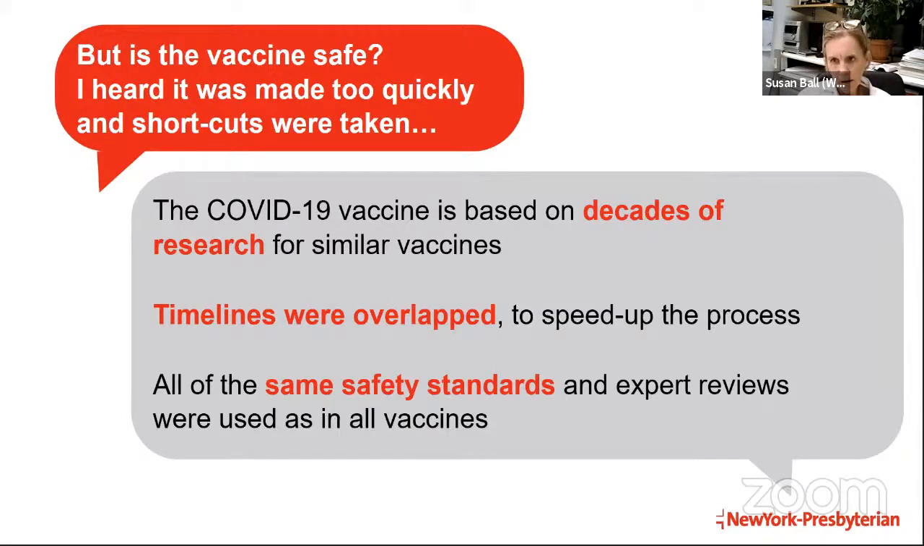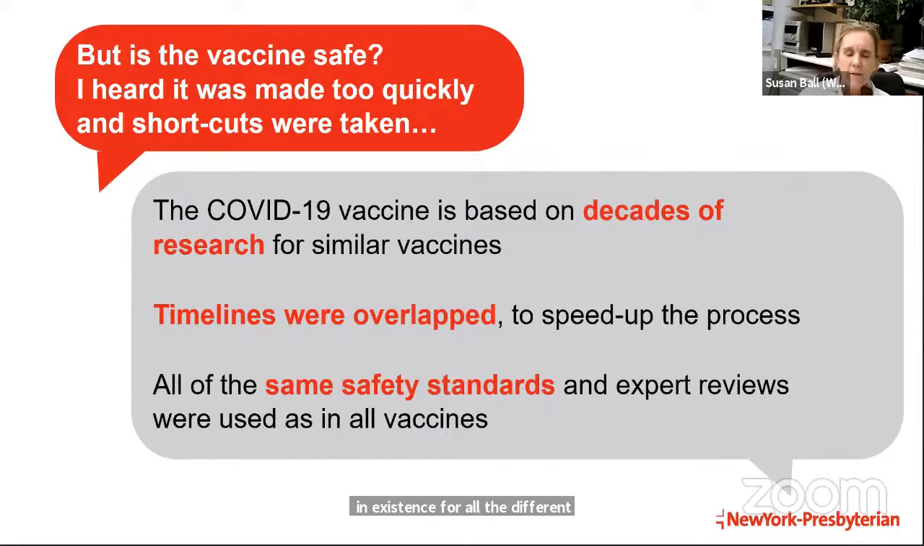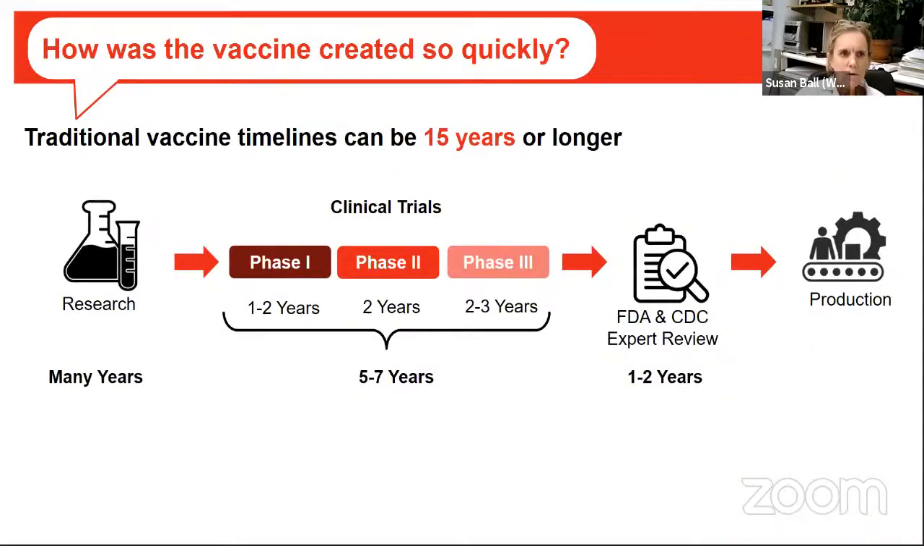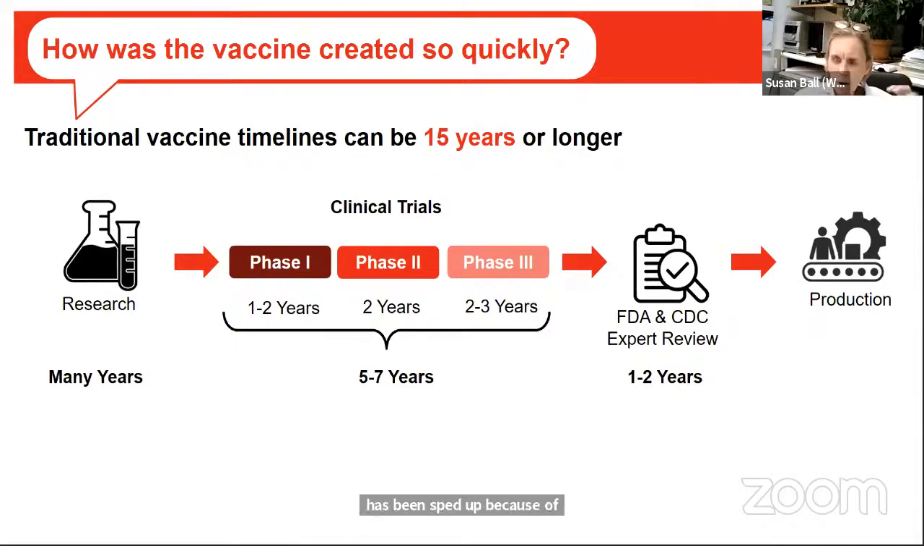The usual process of vaccine approval, those timelines, as this says, timelines were overlapped to speed up the process, but all the same safety standards have been in place. It's just everything has been sped up because of the imperative and the need for it in such a global way. So traditionally, vaccine development can take about 15 years, and it has four main aspects, each of which takes a few years.